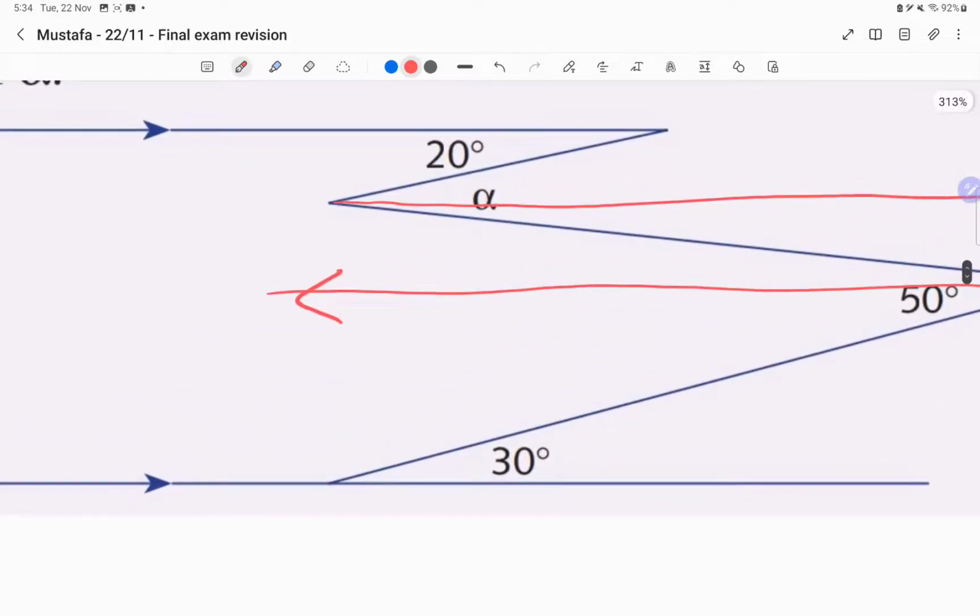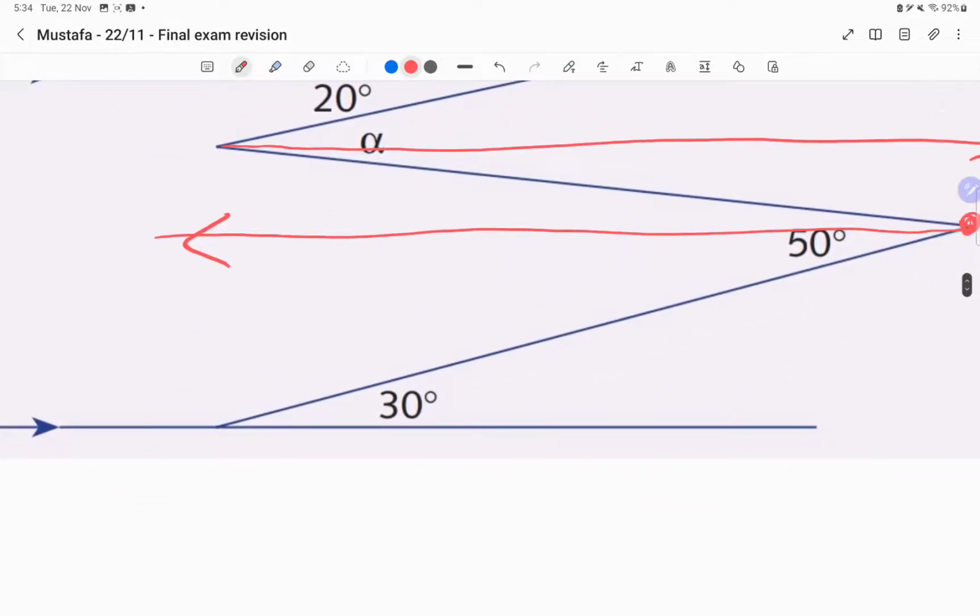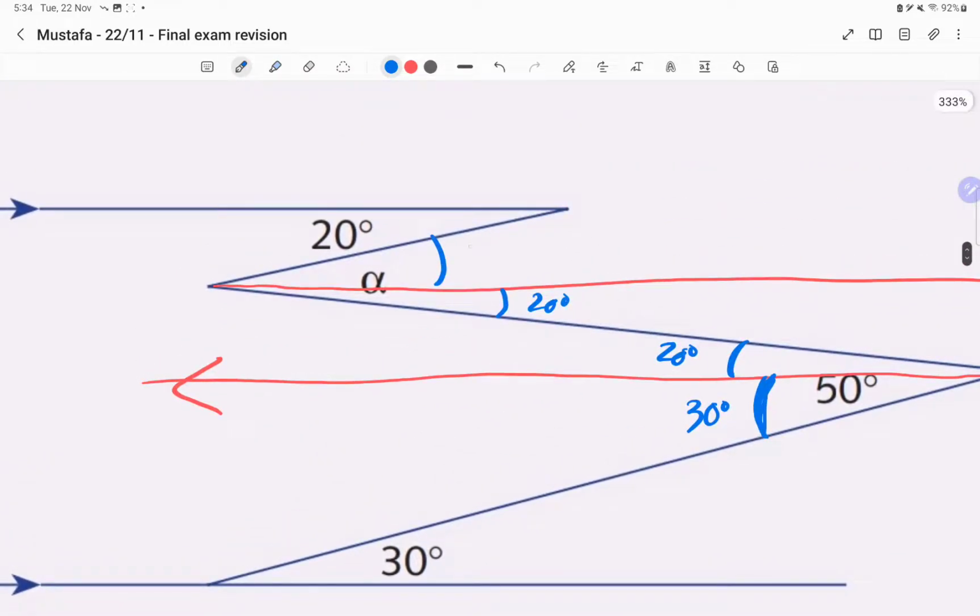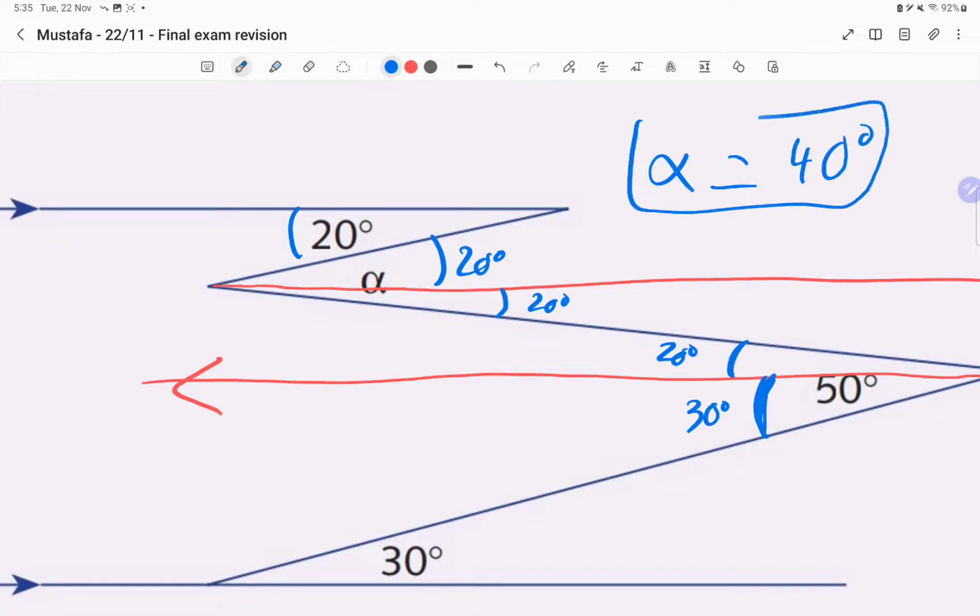So what can we work out based on here? Let's try to look at alternate angles. You see this one is an alternate angle. What's that value? 30 degrees. That's right. Then what's this angle here? 20 degrees, which means the alternate angle, this one, will be 20 degrees. Then this one would be the alternate angle of this one, 20 degrees. You see? A bunch of alternate angles. So alpha is 40 degrees. That's right.